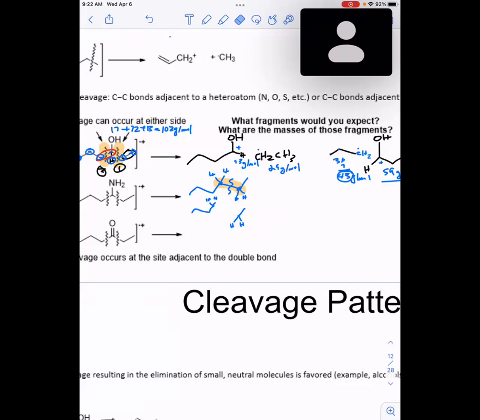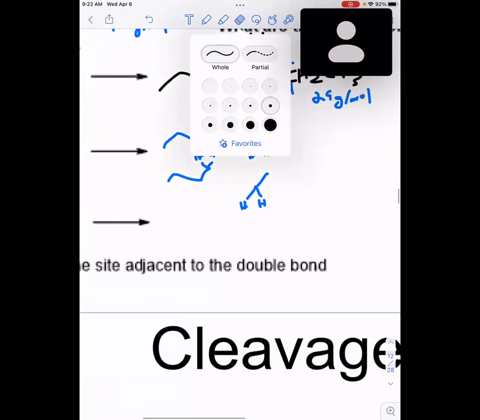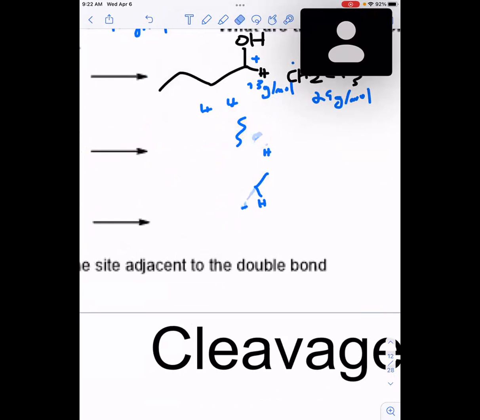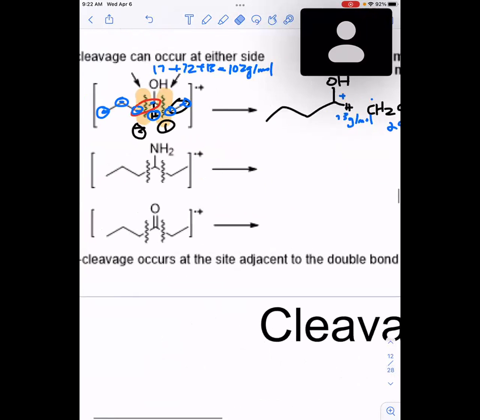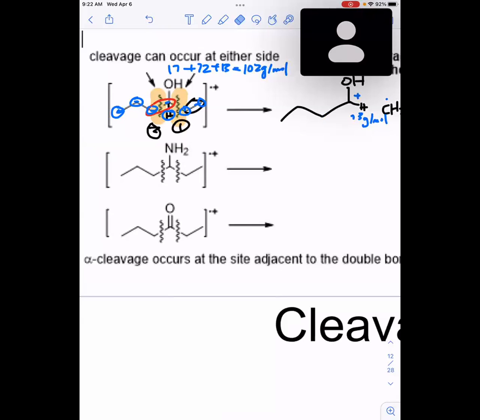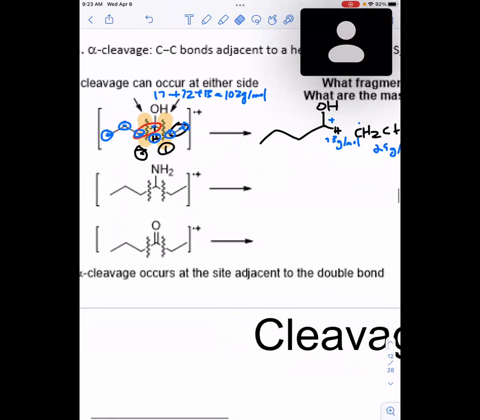All right. Let's go to the next example, and we'll look at that real quick, and then we're going to go back to this ethanol example that we were doing the other day and finish discussing that. So here you're going to get a similar cleavage pattern, right? It's still alpha cleavage, still happening at the carbons that are adjacent to those functional groups that are present, be it alcohol, amine, ketone, doesn't matter. The same thing is going to happen. Here you're going to get the same fragmentation pattern.